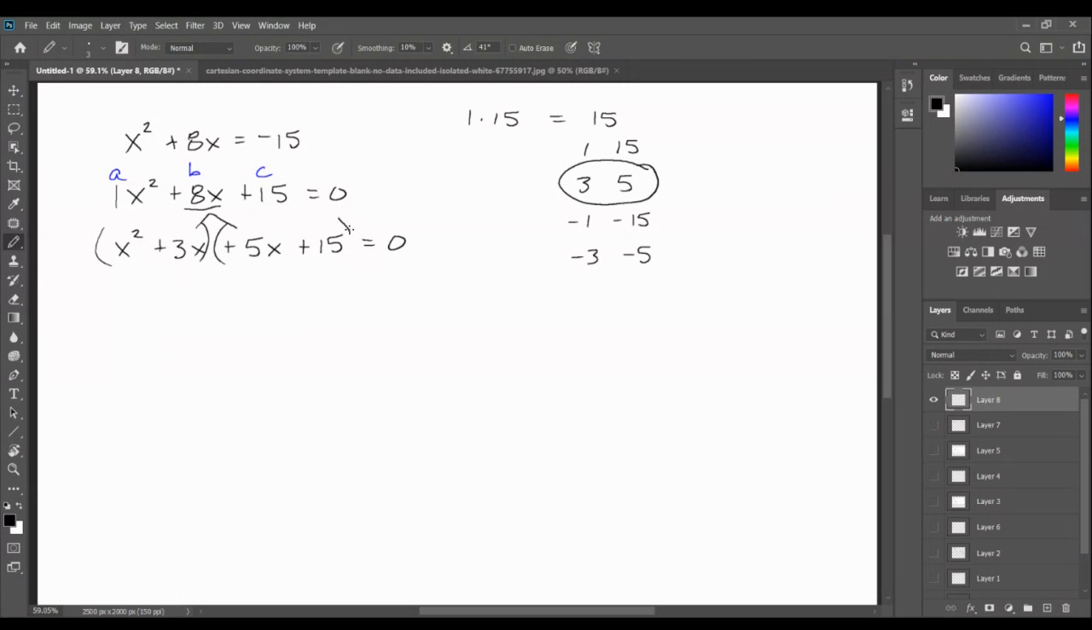I'm going to group these things together. And out of these first two, I'm going to factor out x. That leaves me x plus 3, because x times x is x squared, x times 3 is 3x. Out of the second binomial, I'm going to factor out a positive 5. When I do, I'm left with x plus 3. And it had better be the same binomial I got in that first one. If not, I made a mistake somewhere. So now what I'll do is I'll factor out the x plus 3. I'm left with x plus 5.